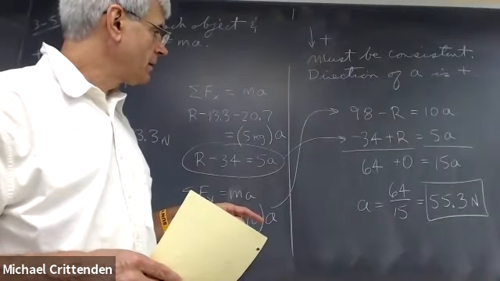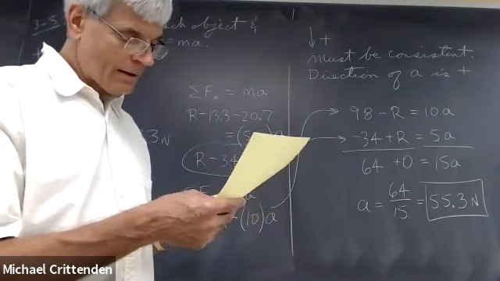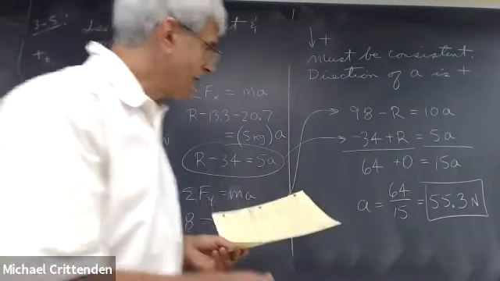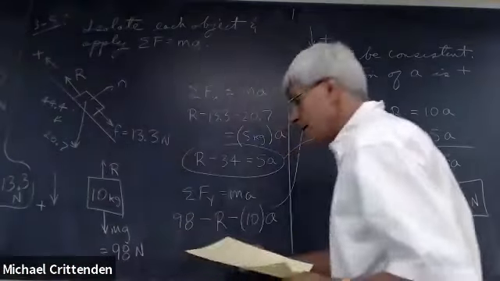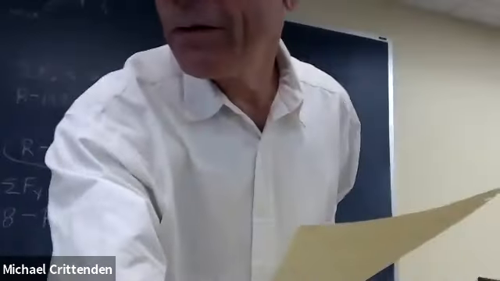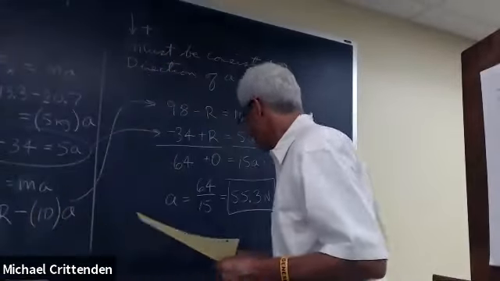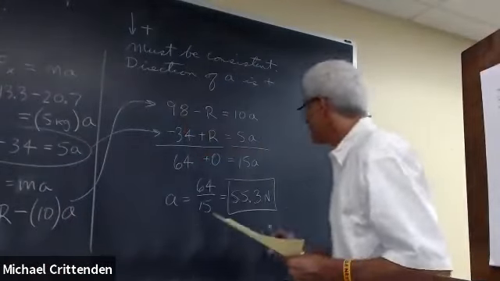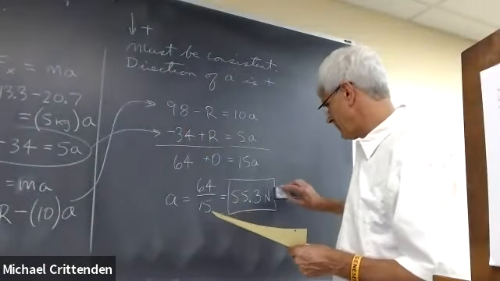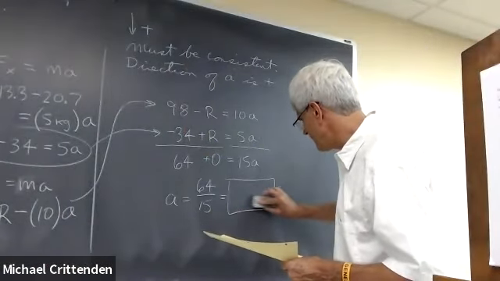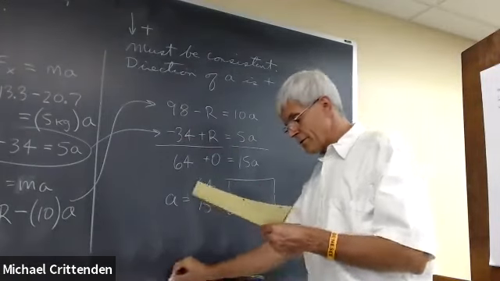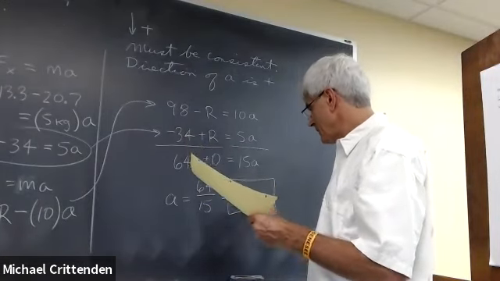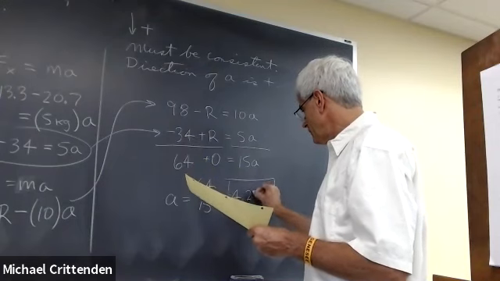What have I done? I looked away, and when I looked back, I looked at the wrong one. Yeah, now that I made a mess out of everybody's notes, somebody's probably sitting out there going, 64 divided by 15 is not 55. Acceleration comes out 4.27.